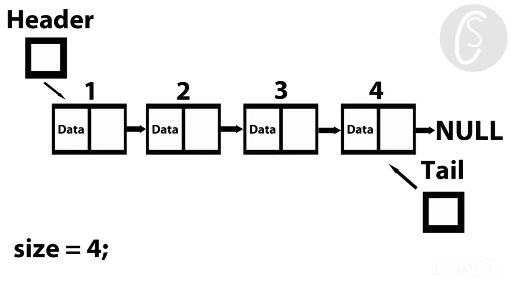And in this tutorial we're going to be going over our insert at method. Now what the insert at method does is it inserts a node at a certain position. So here we just have our linked list. We have our header pointing to the first node, tail pointing to the last node, and size is equal to 4 because there are 4 nodes within our linked list.